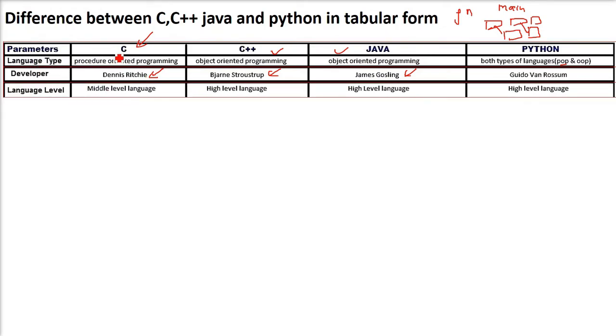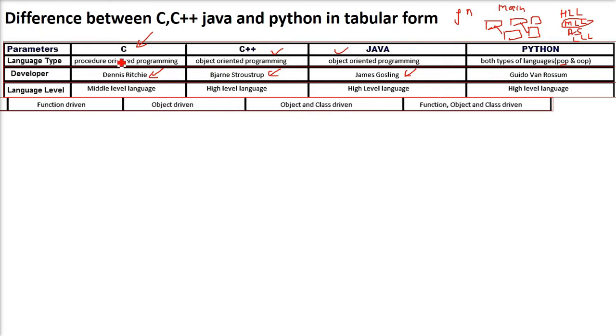What is the level of these languages? C is a middle level language, very close to hardware. C++, Java and Python are high level languages. A high level language is more like English, like what you want to type. Then we have the middle level language, then the assembly language, then the actual machine language. So C is somewhat middle level. Others are higher level, that is English-like languages. That is why you are able to write so easily.